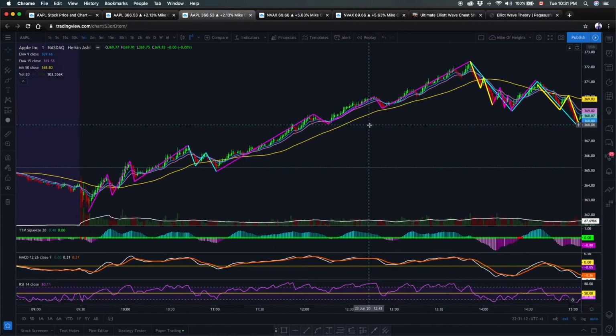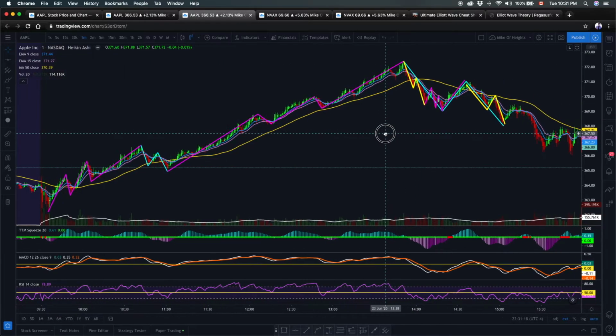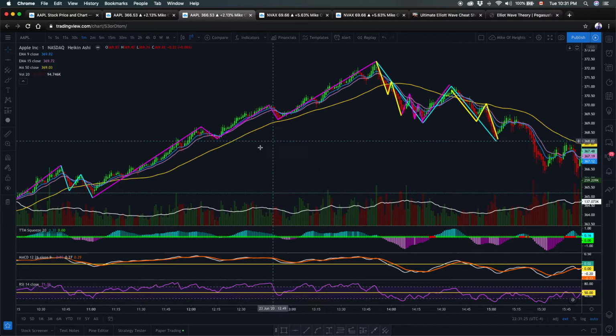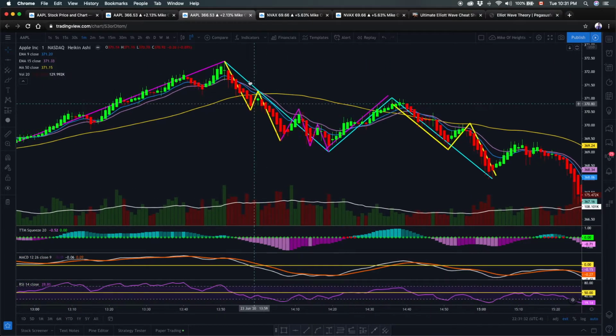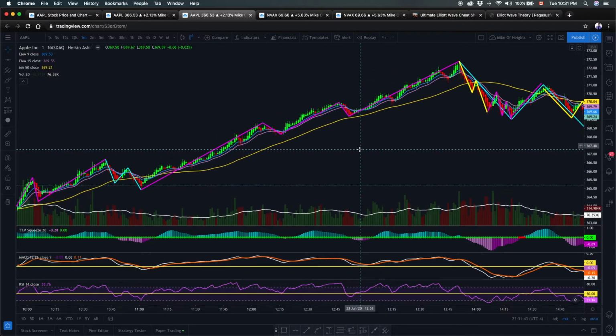There it is. So if you look here, you have 1, 2, 3, 4, 5. And then we have A, B, C. Now in terms of fractals and patterns repeating themselves, you can see again 1, 2, 3, 4, 5, and you could have had A, let's zoom in, A, B, C, 1, 2, 3, 4, 5, A in the yellow, B, C. And it just repeats and repeats and repeats.